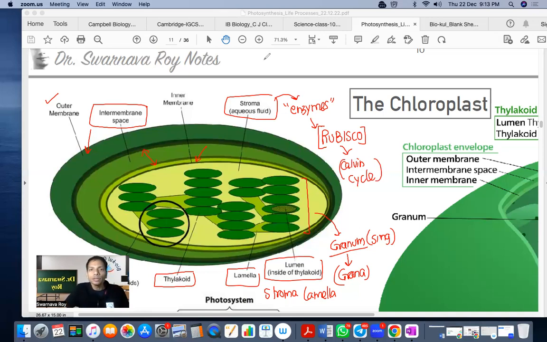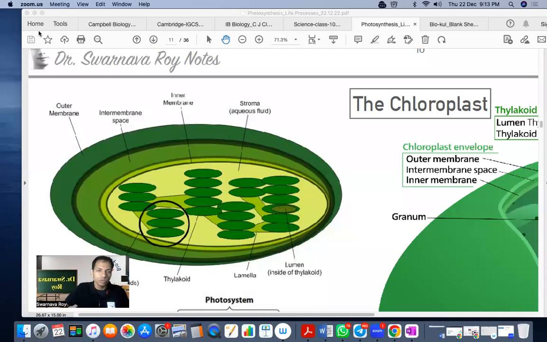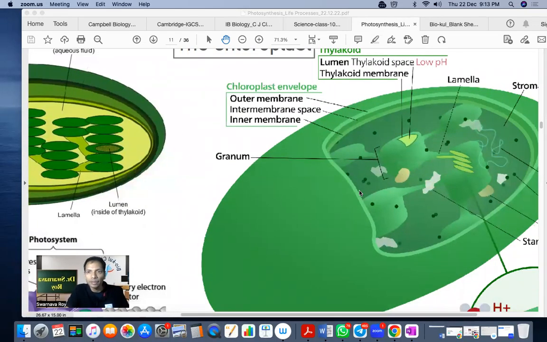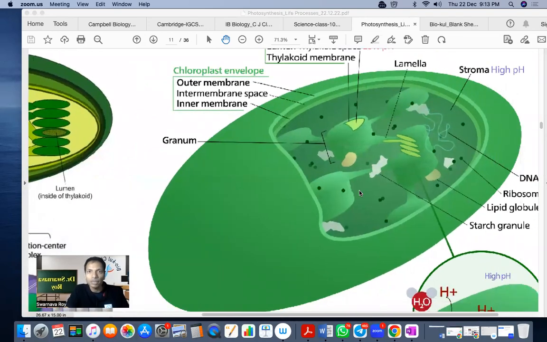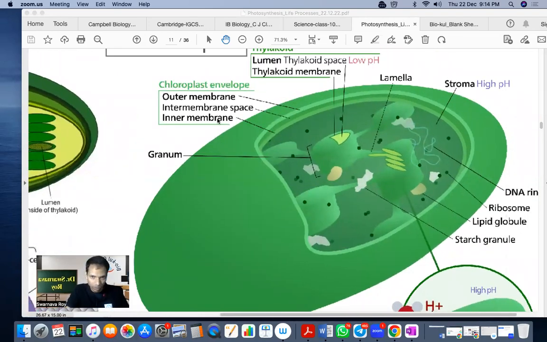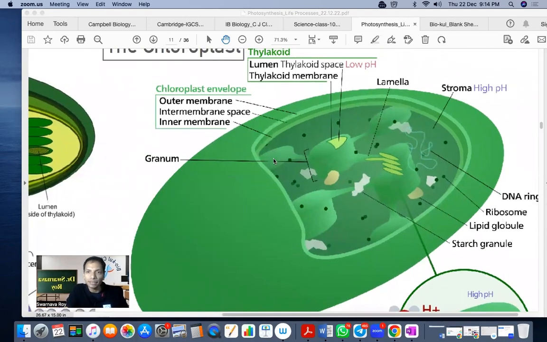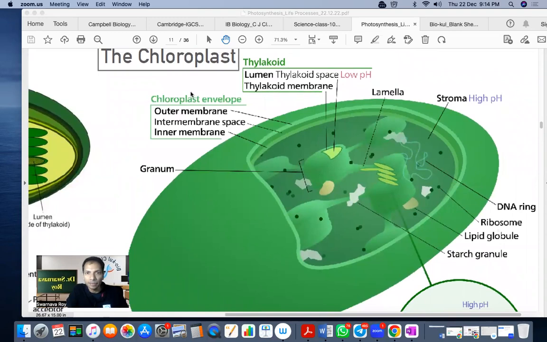Now we want to look at the chloroplast from a different angle. So this is the chloroplast, which is an organelle, a plant organelle. You can see how the chloroplast has this outer membrane. This is a different kind of perspective. So outer membrane, and then we have the inner membrane, and in between we have the intermembrane space.